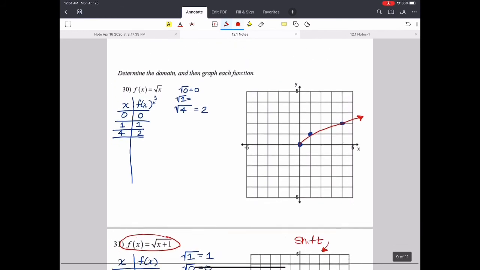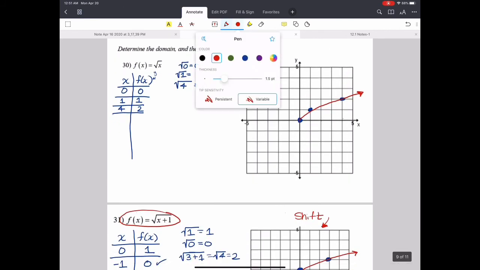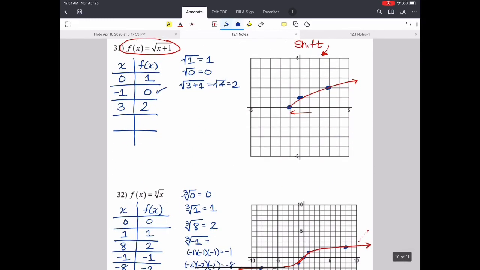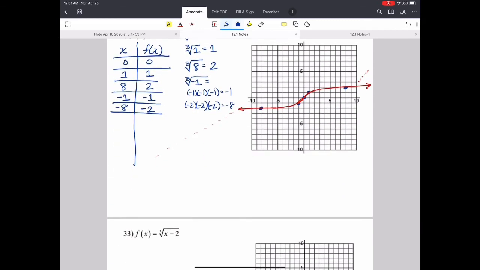Now I just remembered I'm totally neglecting doing the domain. The domain of this function right here, if you look at it, is going to be all the values of x starting at 0, going to positive infinity. For this one, since this had a shift of 1 to the left, this has a domain of negative 1 to positive infinity. This one has a domain of all reals.